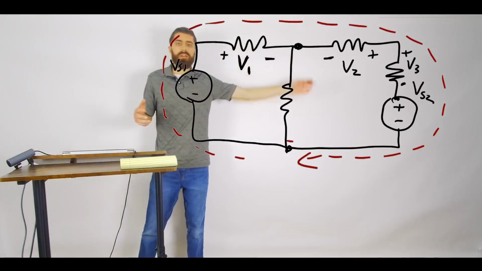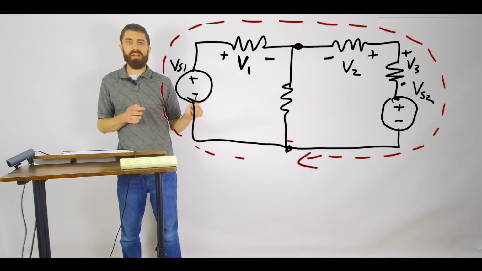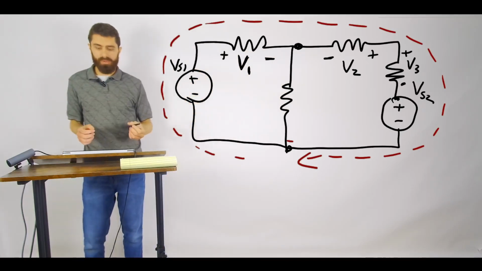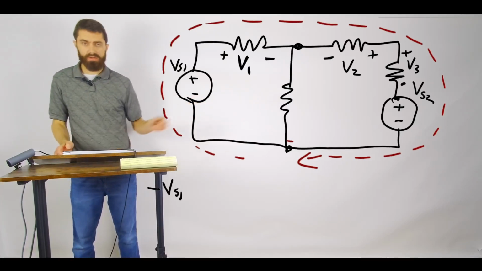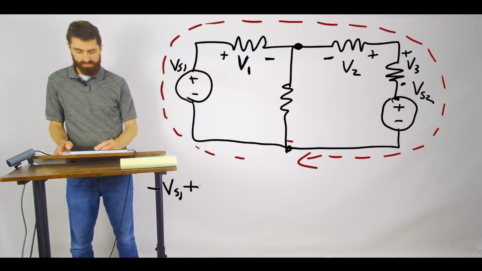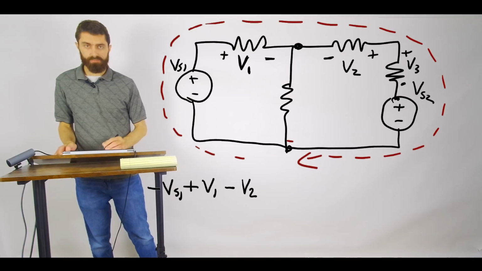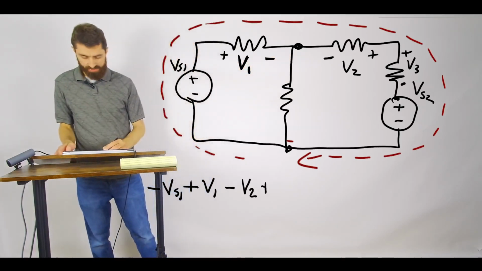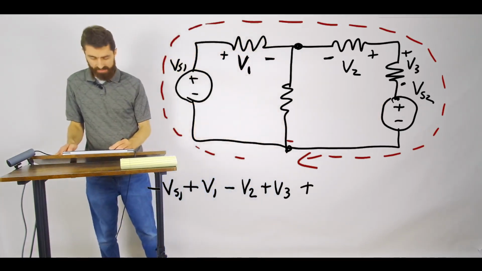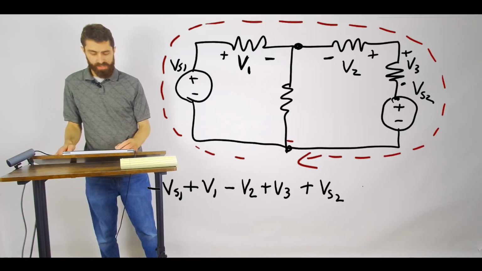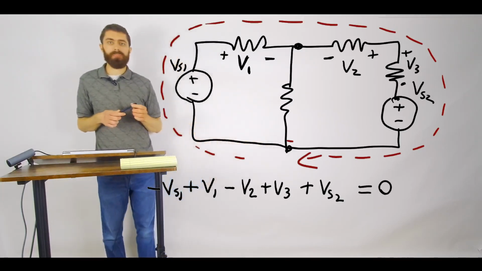So then, if I go around and do my loop here, again, I'll just go around it in a clockwise direction, and whatever sign that I hit first is the sign of the term in my equation. So I'm going this way, boom, I hit a minus sign. So that's minus VS1. Then I hit a plus sign, that's plus V1. Then I hit another minus sign, that's minus V2. Then I hit a plus sign, that's plus V3. Then I hit another plus sign on the source, so that's plus VS2. And all of that should be equal to 0. So that's how you write an equation that governs that loop there.